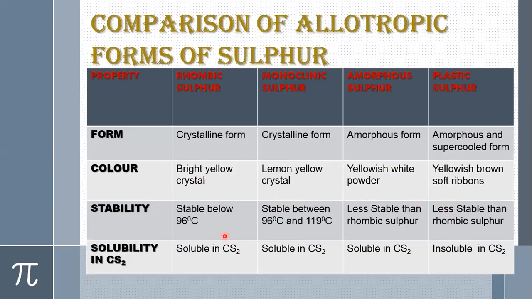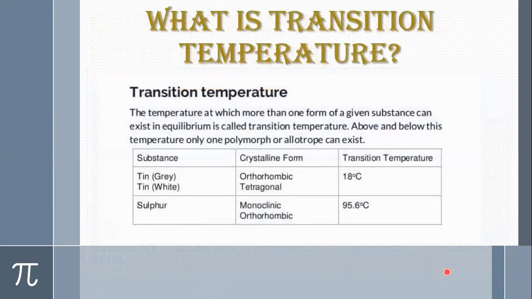Stability: rhombic sulfur is stable below 96 degrees centigrade. Monoclinic sulfur is stable between 96 and 119 degrees. Amorphous sulfur is less stable than rhombic, and plastic is also less stable than rhombic sulfur. Solubility: rhombic, monoclinic, and amorphous sulfur are soluble in carbon disulfide, while plastic sulfur is insoluble.